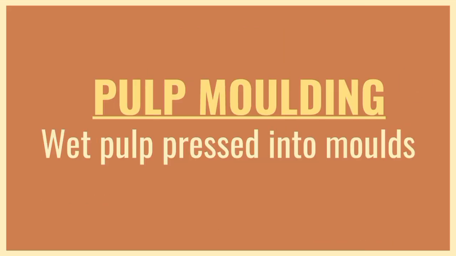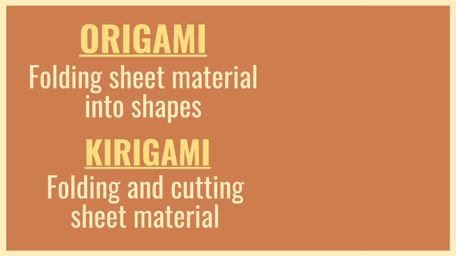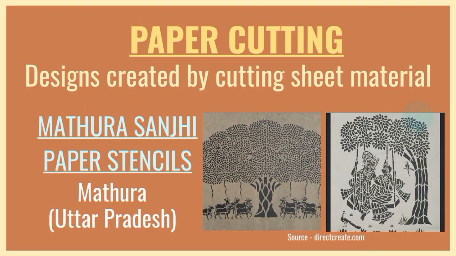Next we have pulp molding, where the wet pulp of the paper is pressed into molds. There is origami and there is kirigami. In origami, you just fold the sheets, you just fold the material into shapes, you don't use cutting. Kirigami is where you fold and cut the sheet both. Kirigami 3D sculptures are very famous. Paper cutting is when the designs are created by only cutting the sheet material. So the Mathura Sanjhi paper stencils from Mathura, UP are famous.